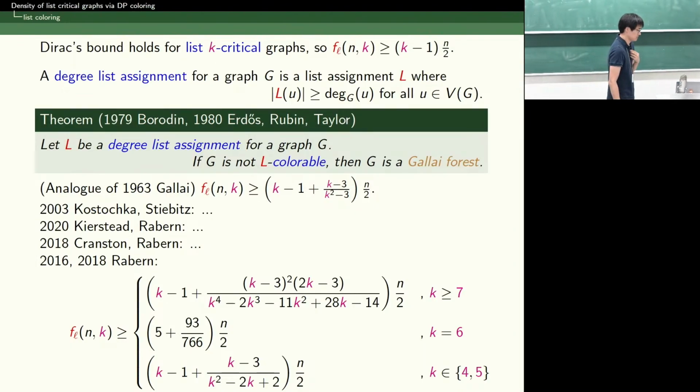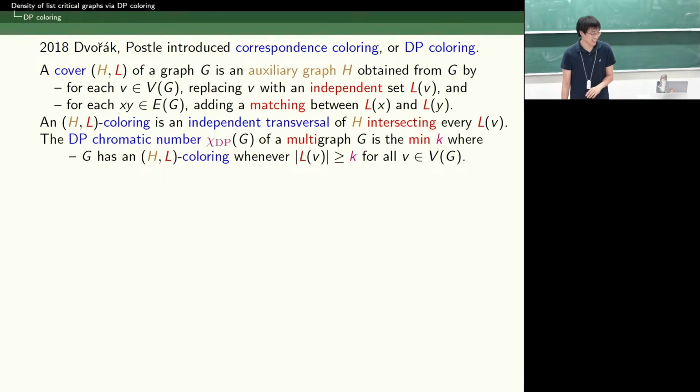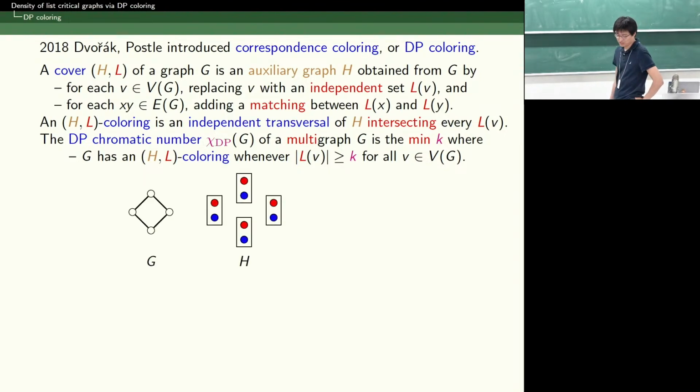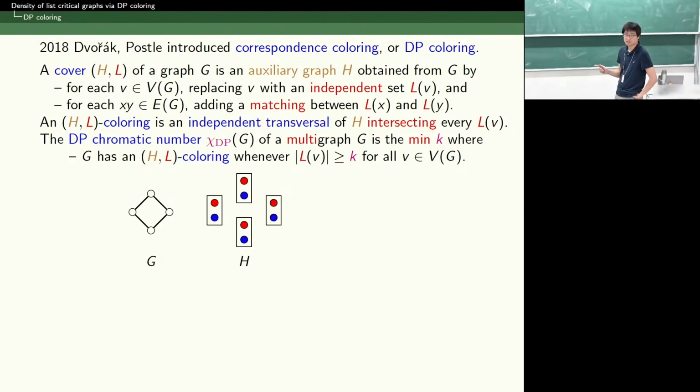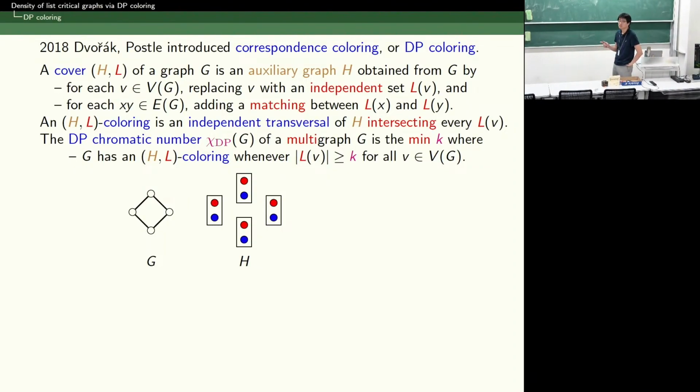So what did we do? My advisor likes DP coloring. So this concept of DP coloring, which is also called correspondence coloring, was recently invented less than 10 years ago. And this is the definition, which is very scary, but I'll show pictures instead. So this is a picture. The thing on the left is your graph. It's a 4-cycle. And the thing on the right is the cover graph. So you should think of G as your graph, and H is the collection of the available colors of the vertices of G.